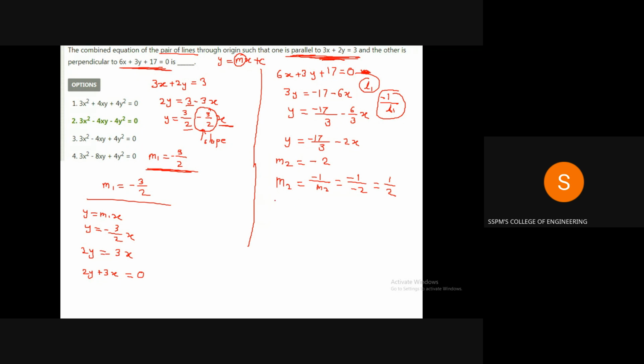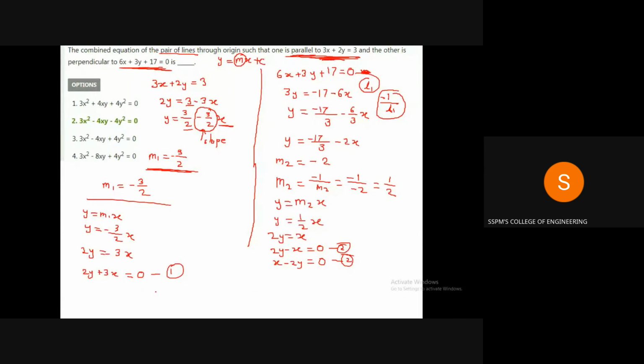Therefore, for the second line we can write y is equal to capital M2 x. So what is capital M2? It is y is equal to half x. So 2y is equal to x, and 2y minus x is equal to 0. This is the second equation, and this is our first equation. You can write x minus 2y is equal to 0. First equation is 2y plus 3x, and second equation is x minus 2y.